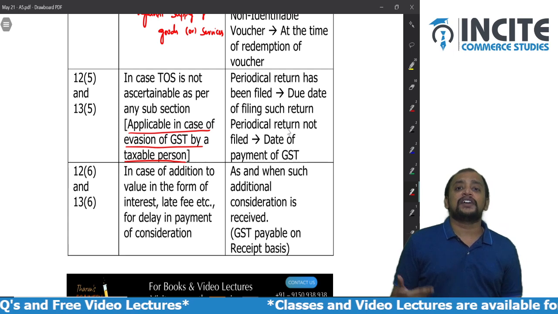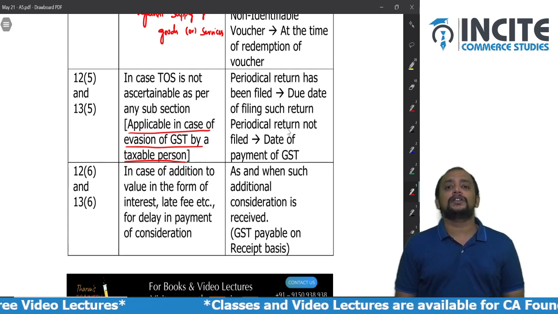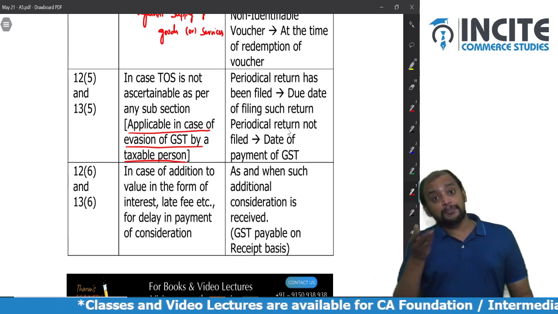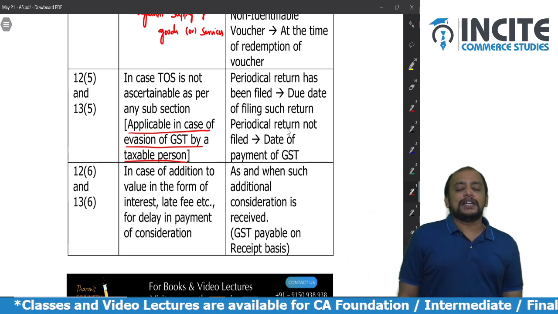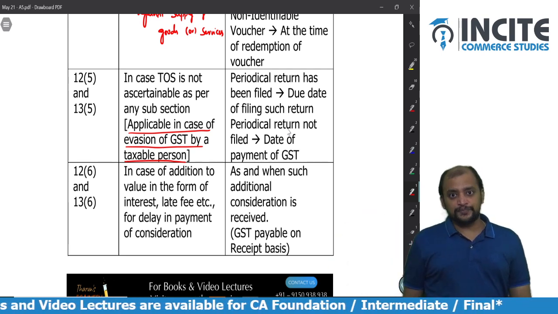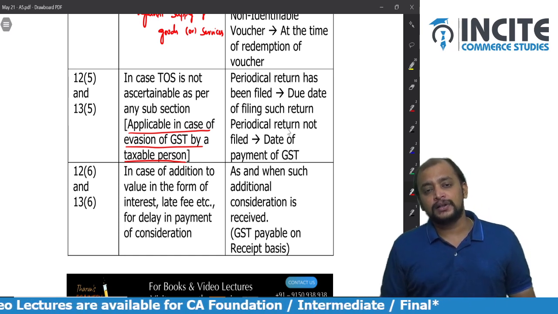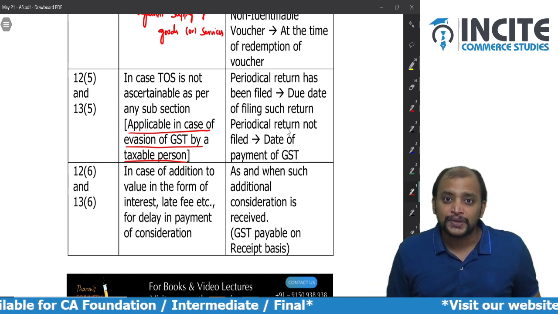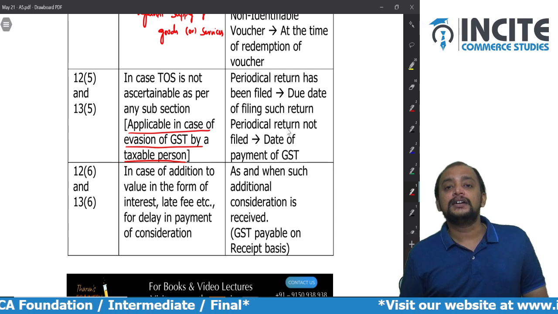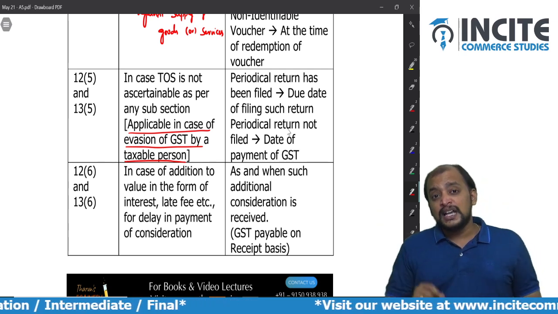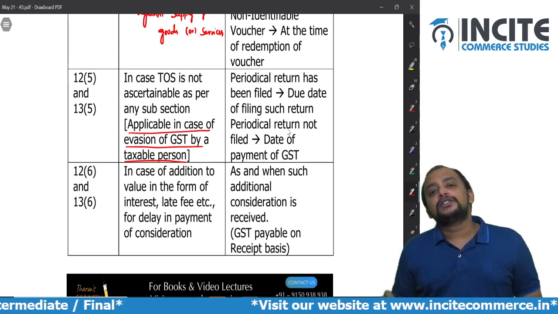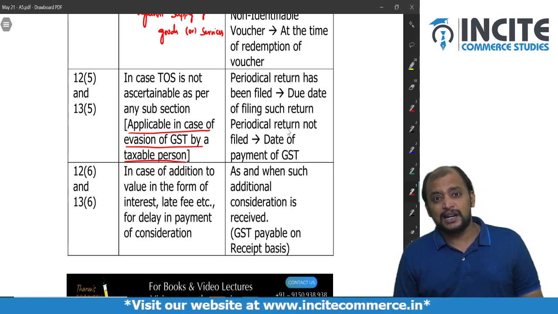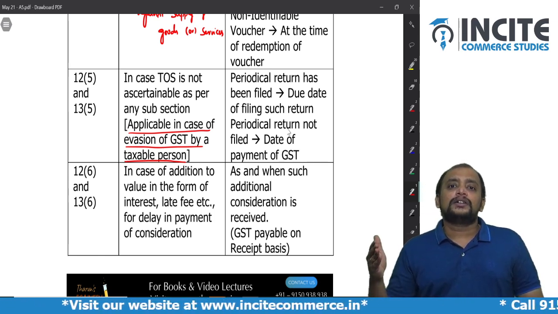Because when they try to evade or escape payment of tax, they will not maintain all these records in the accounts. Now, if the department identifies it, they will ask them to pay GST. What will be taken as the time of supply? We need to see whether that person is a registered person or an unregistered person. If that person is a registered person, he will be filing returns by a due date. So that due date of filing returns will be taken as the time of supply.